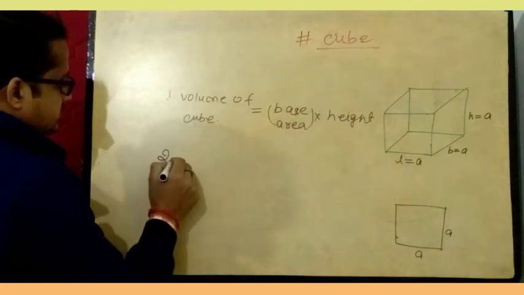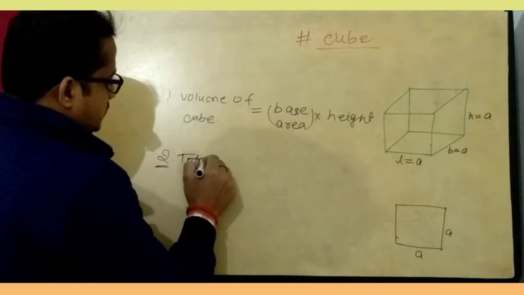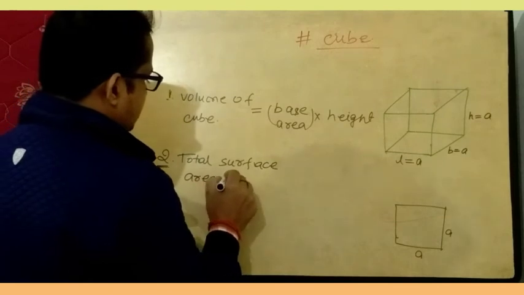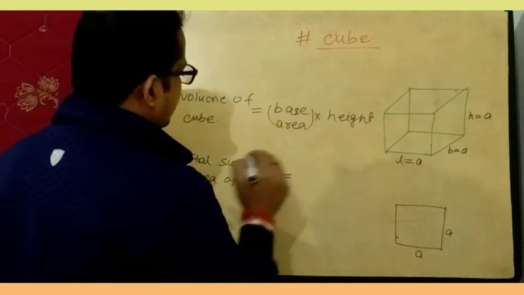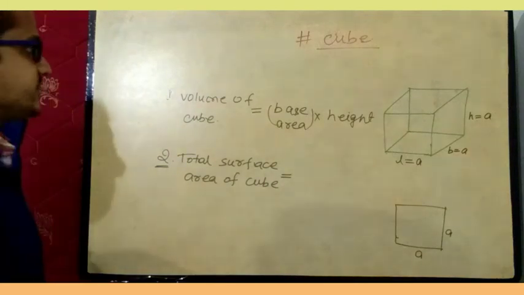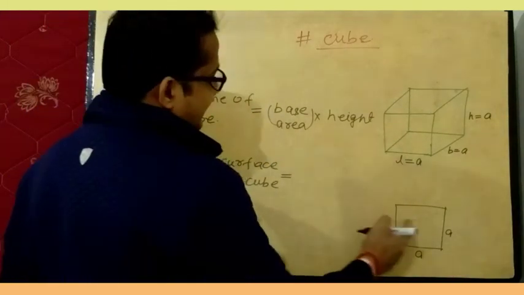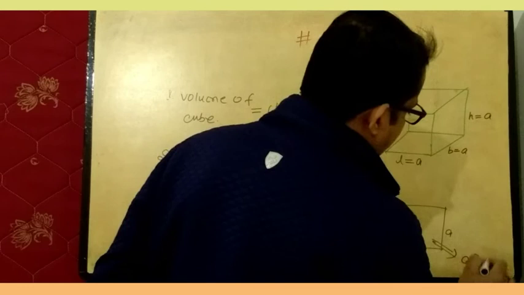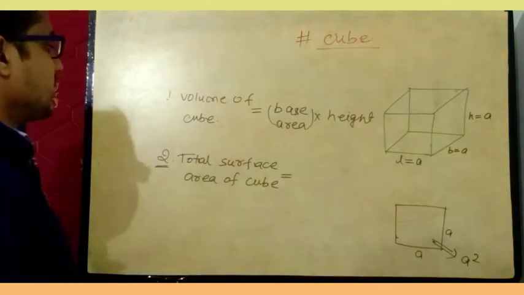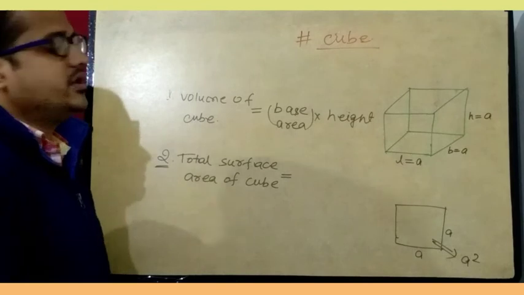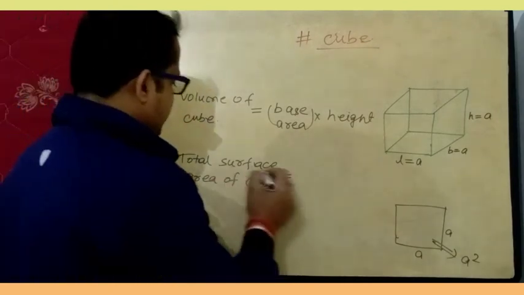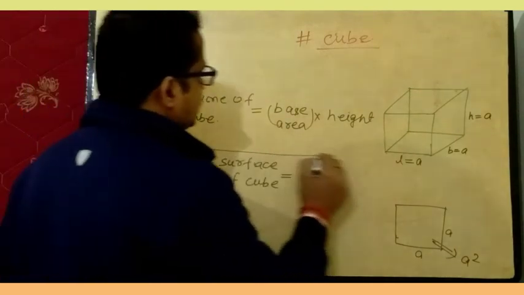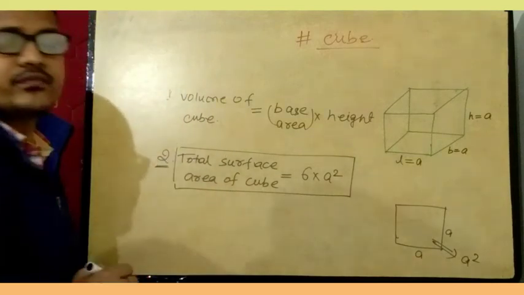Second is total surface area of cube. There are total 6 surfaces or faces, and each face has area A square. This is in the form of a square, so its area is A square. Then total number of surfaces or faces in a cube is 6. Then total surface area of a cube is 6 into A square. This is the total surface area of a cube.